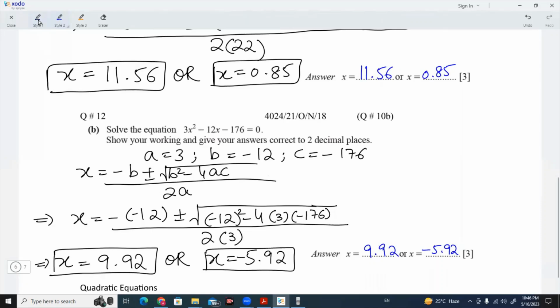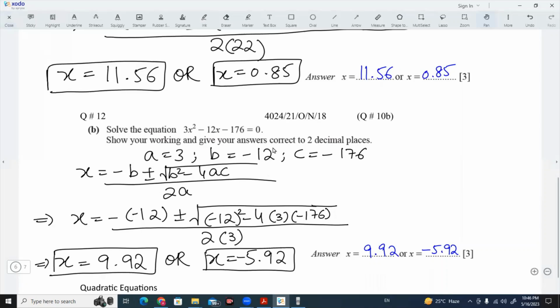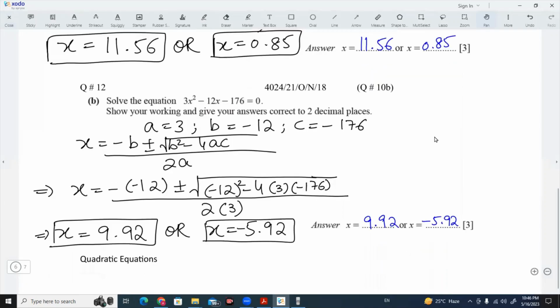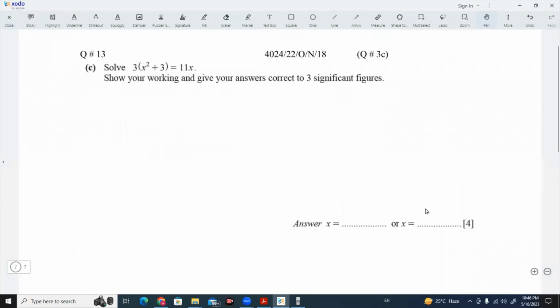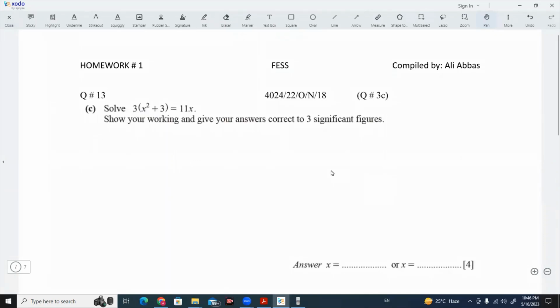So moving quickly to the last two questions of this specific worksheet and from the questions from the past papers related to quadratic equations. So question number 13, we have to open the bracket because 11x is written. So in this case, you can't do like this, 3 equals to 11x or x squared plus 3 equals to 11x.